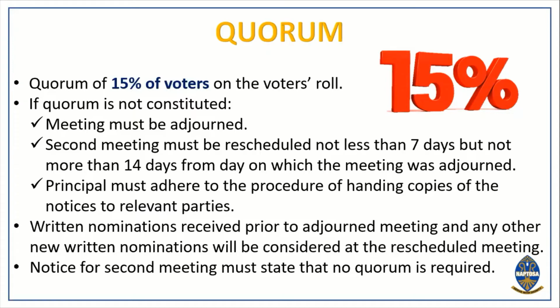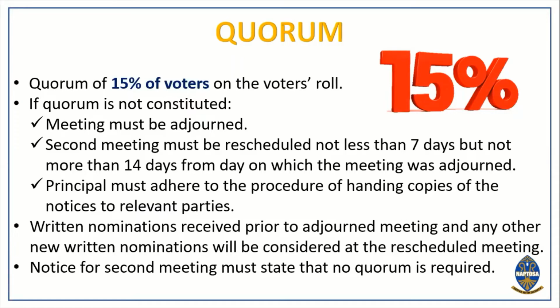If you don't have that 15% quorum, you have to adjourn the meeting. You cannot continue with the meeting, and you have to reschedule it. So you'd have to have a second meeting. That second meeting must be not less than 7 days from the original date, but not more than 14 days.